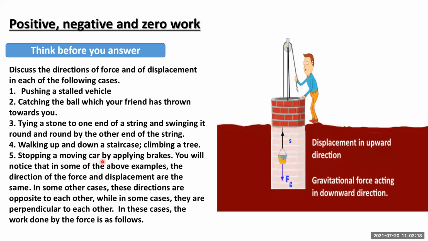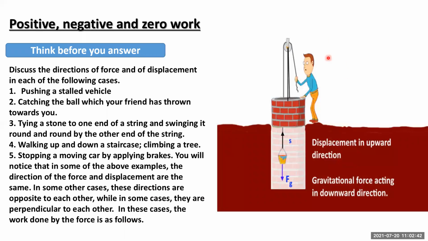So this is an example of zero work done. Now you will notice that in some of the above examples, the direction of the force and displacement are the same. In some other cases, the directions are opposite to each other, while in some cases, they are perpendicular to each other. In these cases, the work done by the force is as follows.